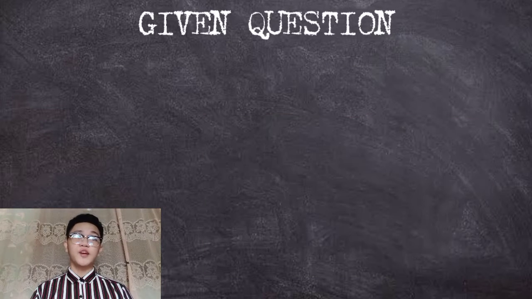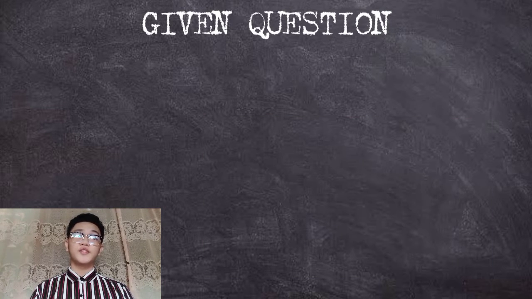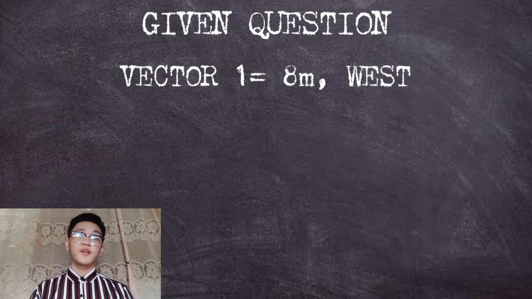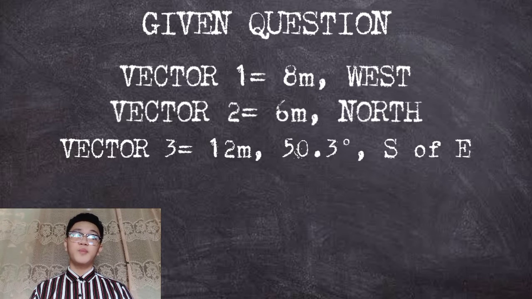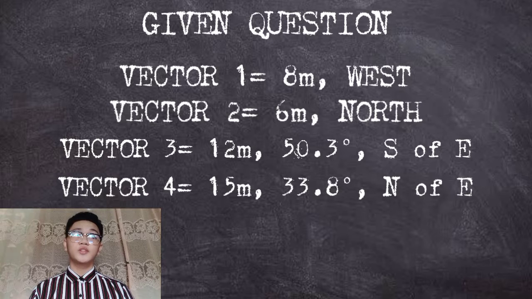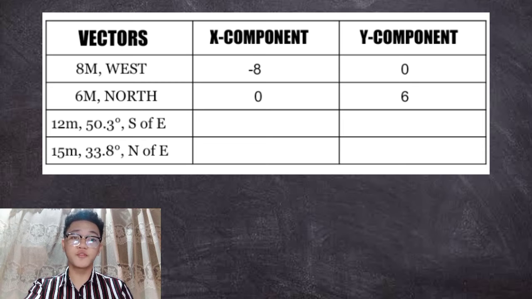Let's have the given example. Our vector 1 is equal to 8 meters west, vector 2 is equal to 6 meters north, vector 3 is equal to 12 meters, 50.3 degrees south of east, and for the last, vector 4 is equal to 15 meters, 33.8 degrees north of east. Now let's take a look at the x and y components of each vector.